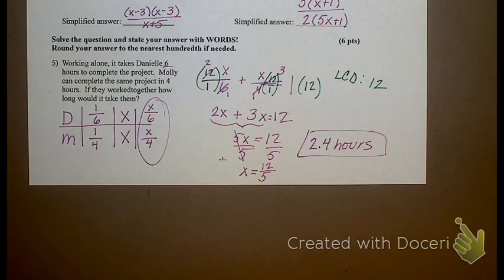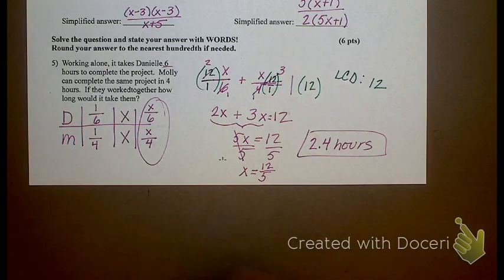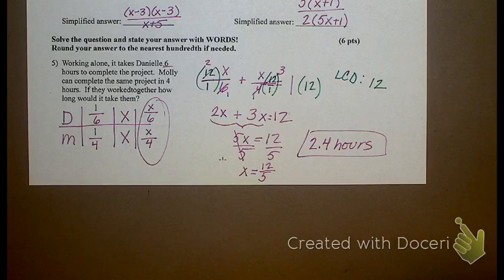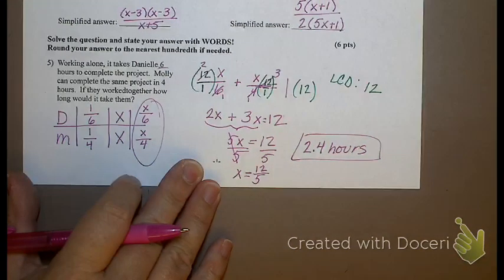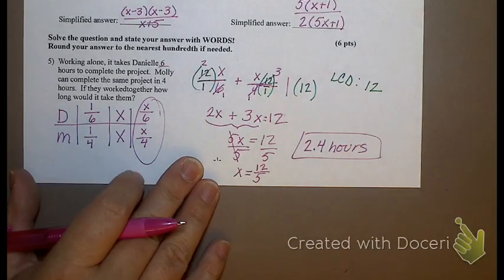There was one group, I corrected their grammar. They said 12/5 of an hour. And I said, 12/5 is more than 1, so it would be 12/5 hours, not 12/5 of an hour. Right? Just a little picky thing. Didn't mark off points for that, just being a nerd.